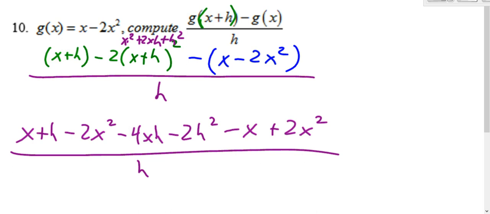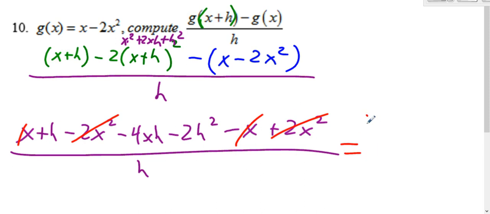So now we combine like terms. And there's a good check right here that if there's no h in the term, it should cancel. It should have its opposite up there, like x and negative x. Like negative 2x squared and positive 2x squared. The remaining terms all should have an h.